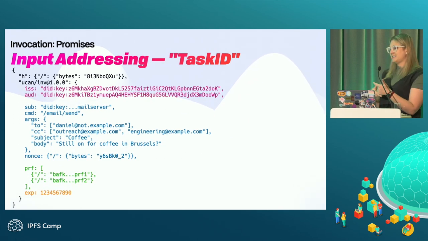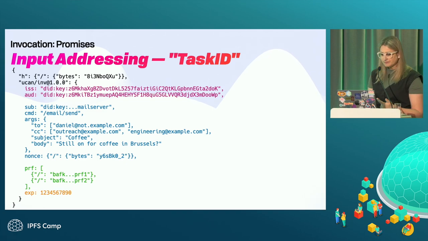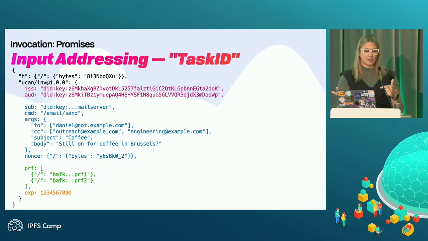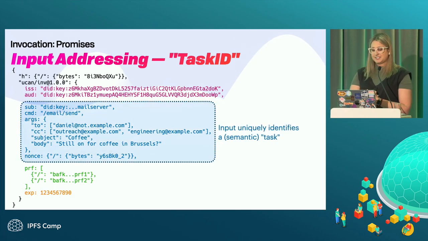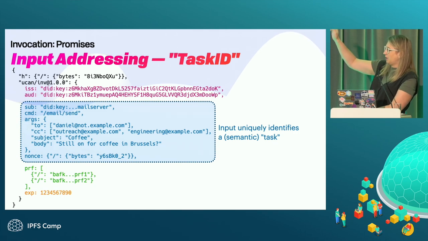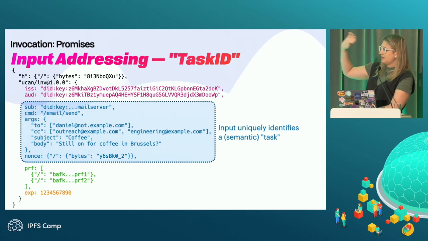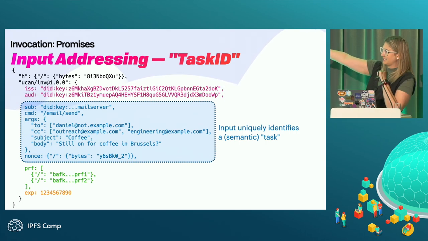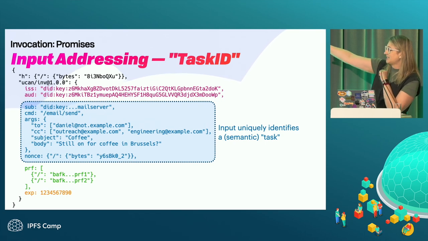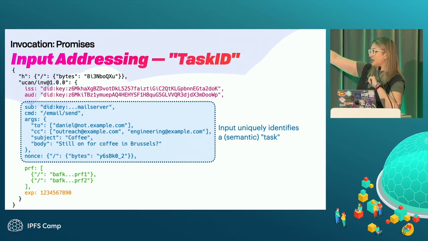This requires a different form of addressing. We call these tasks, and the addressing task IDs. It uses a form of addressing called input addressing, which we didn't invent. This is older stuff. And basically, it says it doesn't matter who the issuer, audience, or the proofs are. The identifier for a task, for a job, is just these fields. These are the semantic fields, including the nonce. So in this case, I'm sending an email with these fields, and it's uniquely identified by the CID, so still the hash of these.